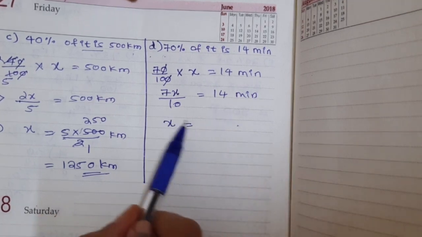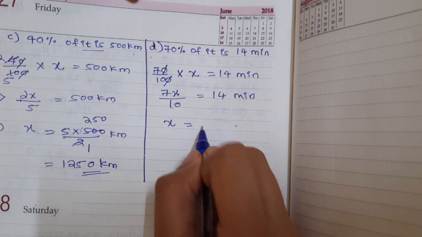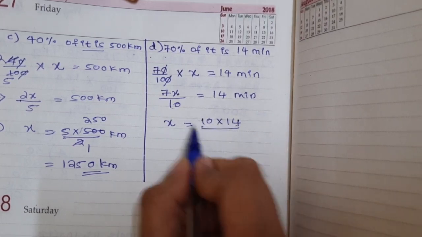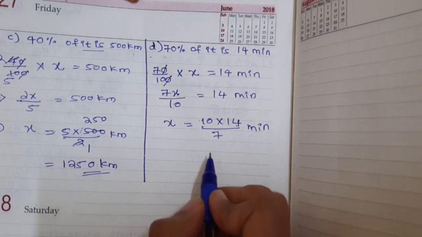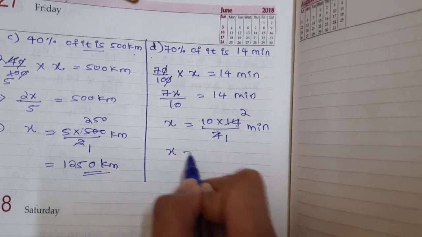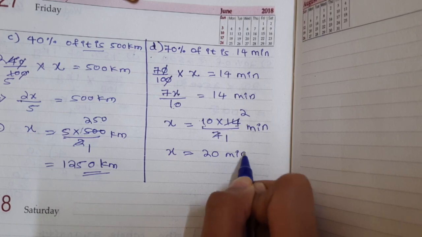Okay. Now I want to move the numbers 7 and 10 to RHS. So this will be 10 into 14 divided by 7. What is the unit? Unit is minute. 7 ones are 7, 7 twos are 14. So we got the answer 10 into 2. 10 into 2 is 20 minutes.